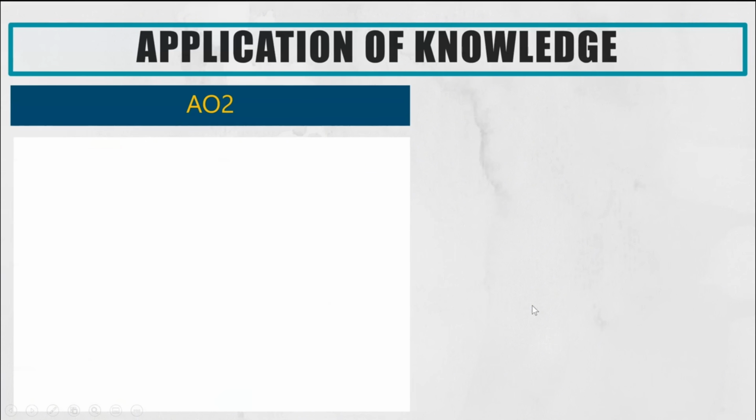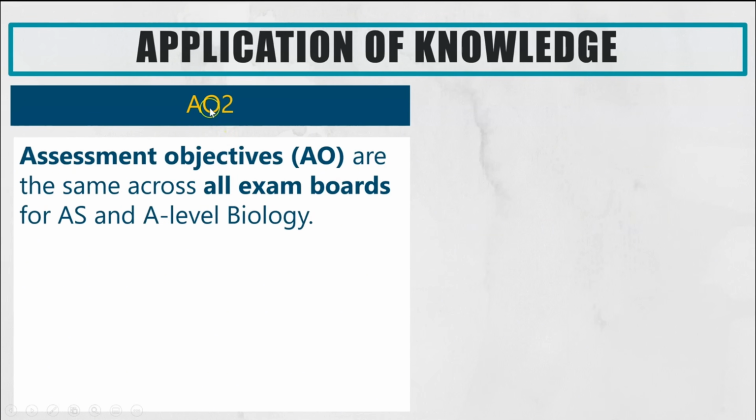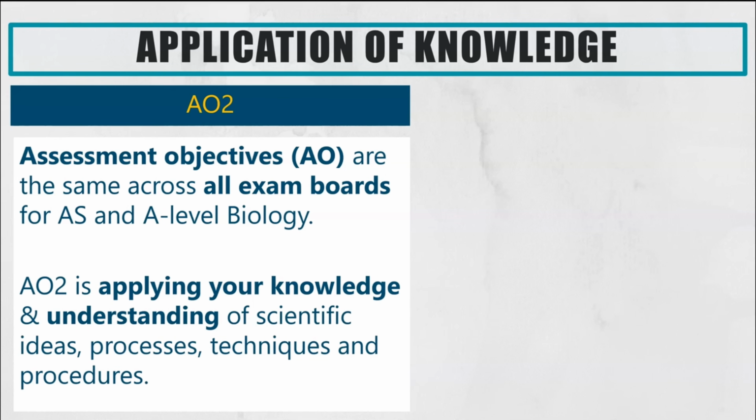So first of all, what we mean by application questions, and it's typically applying your knowledge. And it falls under what we call AO2, or in other words, assessment objective number 2. And these assessment objectives are the same across all the exam boards for AS and A-level biology. So although I specialise in AQA, this is relevant for any exam board. And what AO2 means is the ability to apply your knowledge and your understanding of scientific ideas, procedures, techniques, and processes.